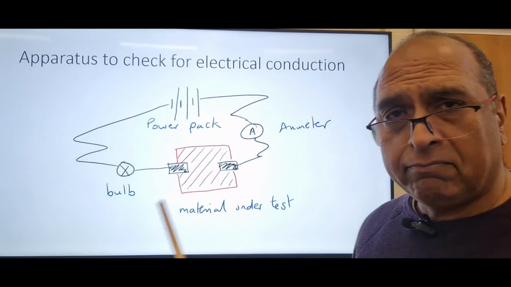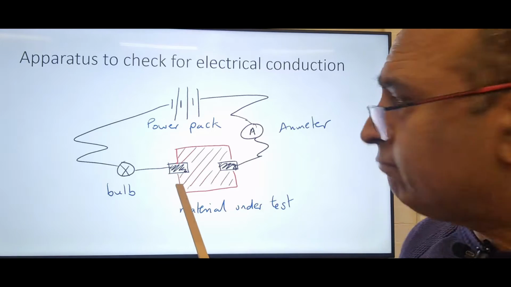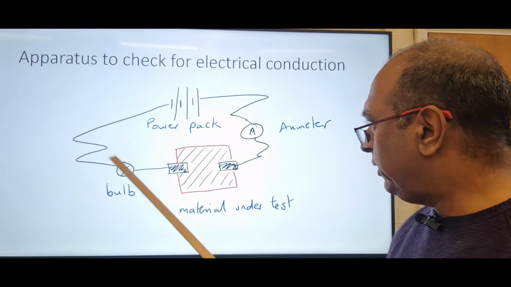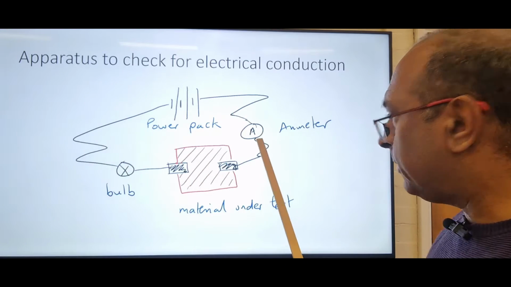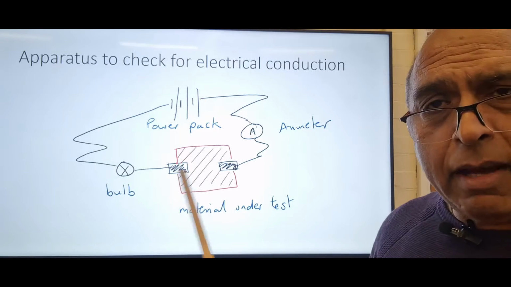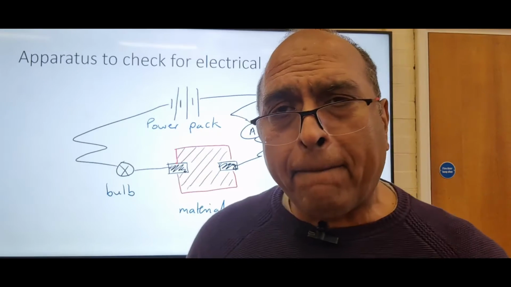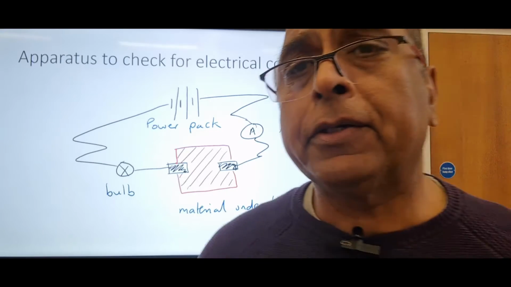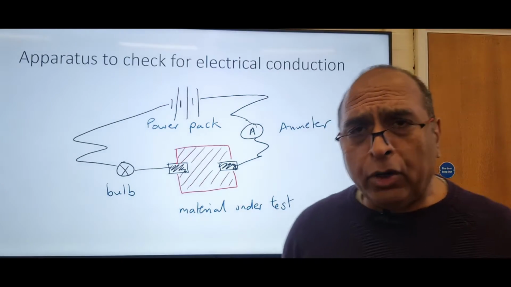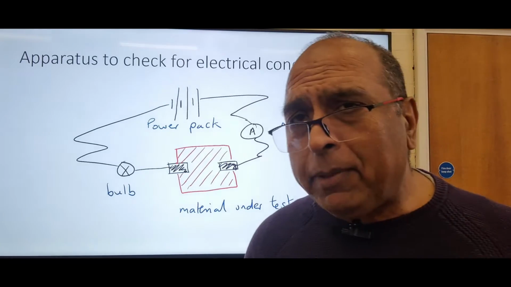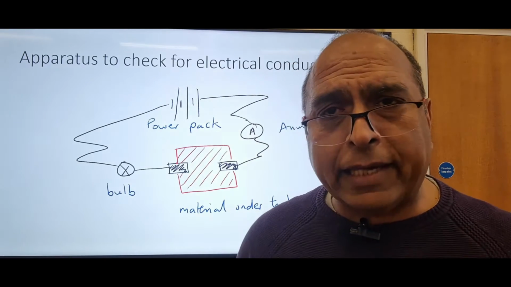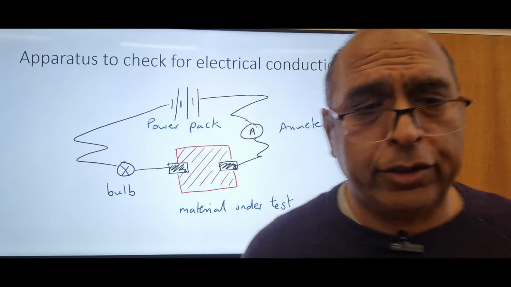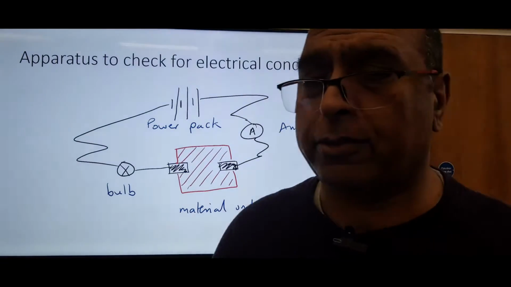And I've drawn a very simple diagram. Power pack, leads, bulb, or an ammeter connected to that material there, whatever that material might be. And if you understood the topic on bonding and structure, you should then be able to explain why certain chemicals conduct and why they don't conduct. Let me show you this apparatus.